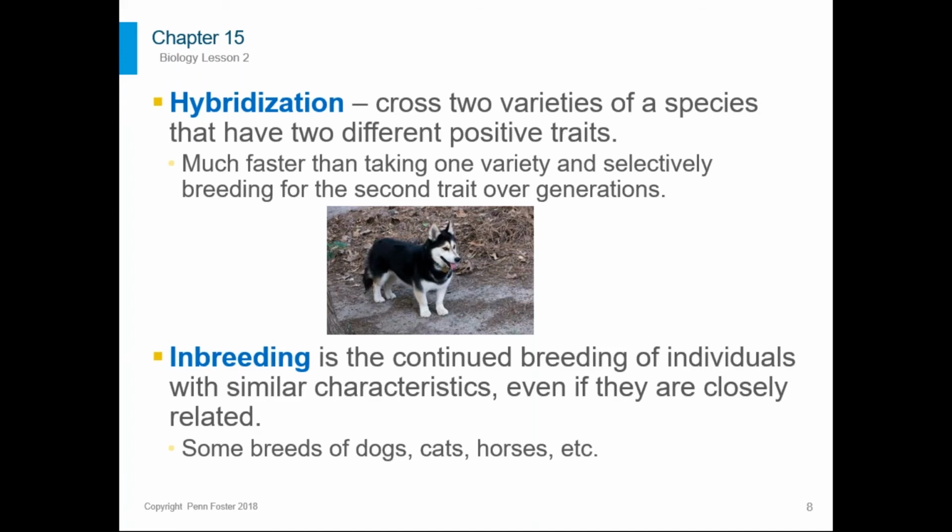Another term from this section is inbreeding, and that's the continued breeding of individuals with similar characteristics, even if they are closely related. So this is something that has become a problem in many purebred breeds of dogs and some cats and some horses, is dangerous amounts of inbreeding to keep those traits.